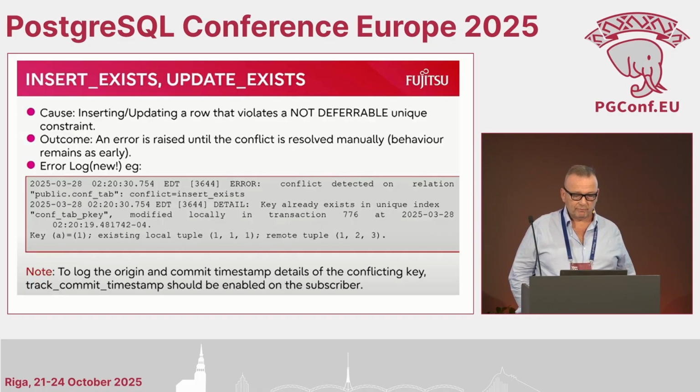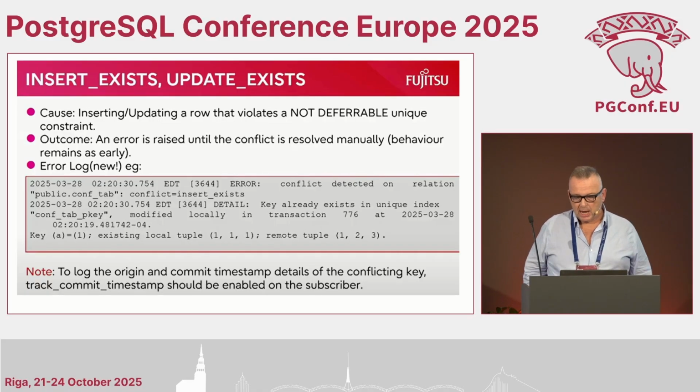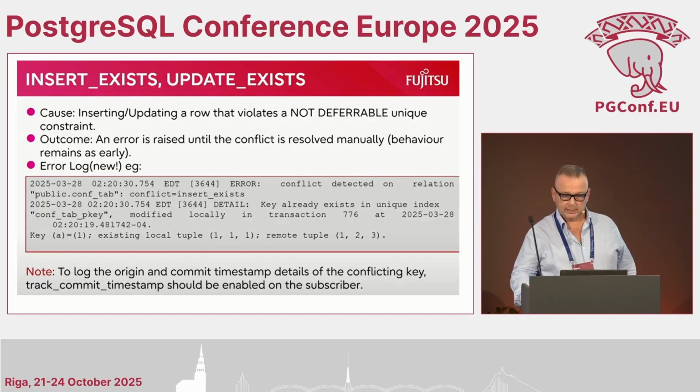And we can see the conflict type, which you can see here is insert exists, and also the error message at the very beginning. We can see more details about the key already exists, and you can see the local tuple value where the remote incoming tuple had the conflict.